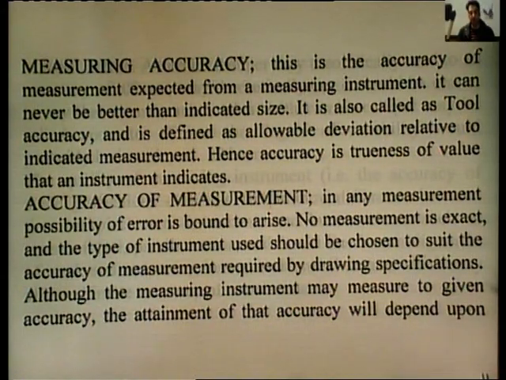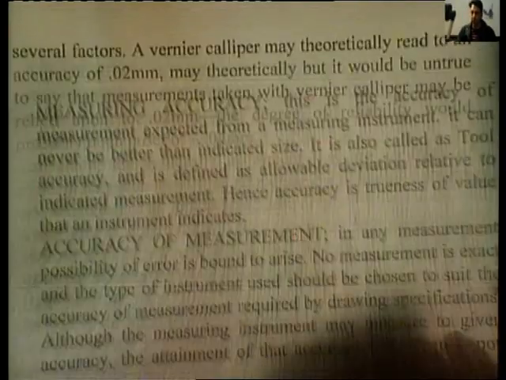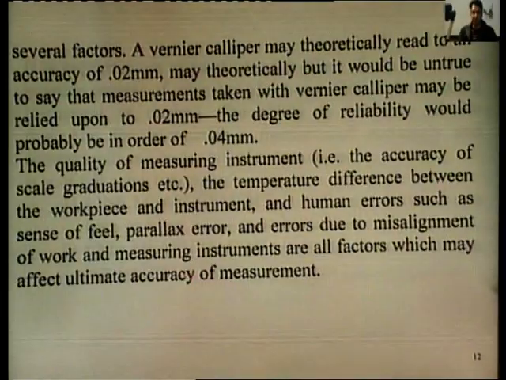Then we discuss accuracy of measurements. In any measurement, possibility of error is bound to arise. No measurement is exact, and the type of instruments used should be chosen to suit the accuracy of measurement required by drawing specifications. Although the measuring instrument may measure to a given accuracy, the attainment of that accuracy will depend upon several factors.